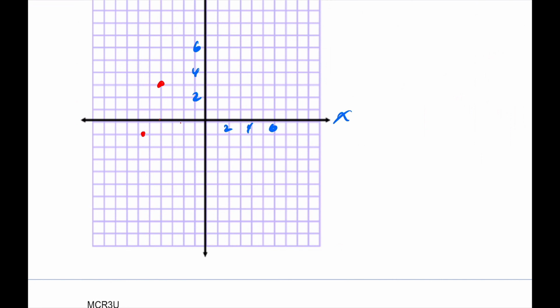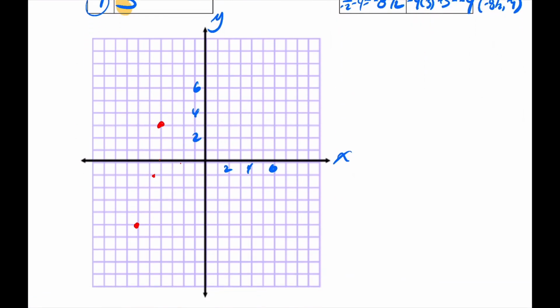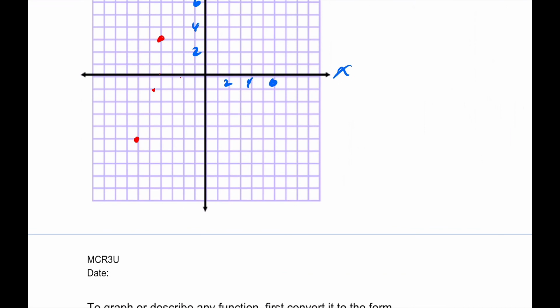Oh, I missed a 4.5. It looks like 5.5. So -4.5 and -1. Then -6 and -5, so 2, 4, 6 and -5 will be down here. And then finally the last point is -8.5 and -9. So -8.5 will be somewhere over here, and -9 is over here.